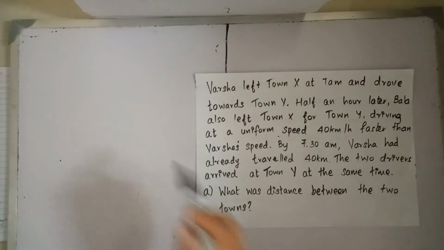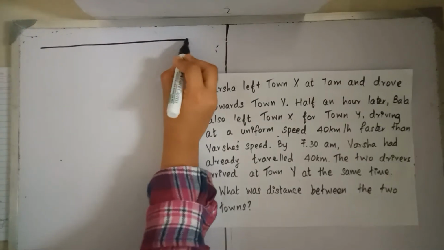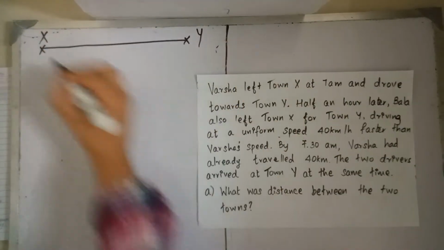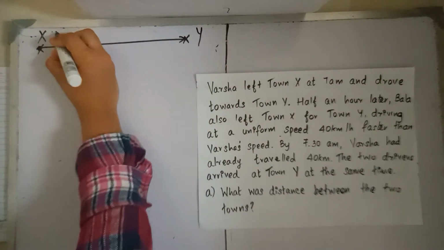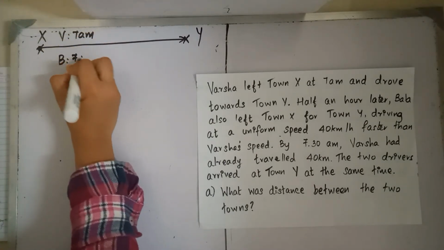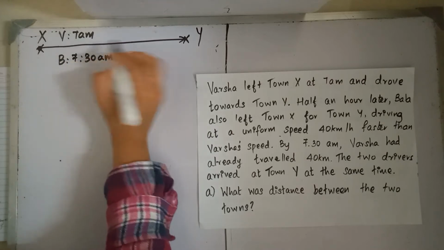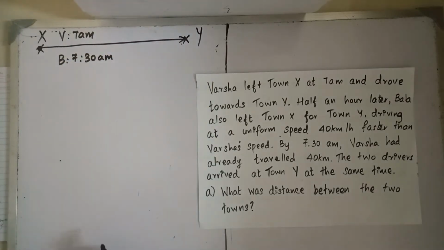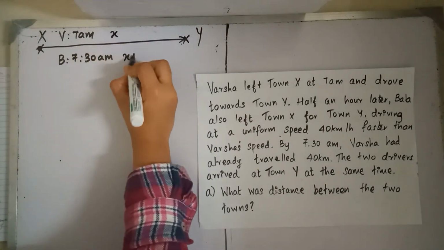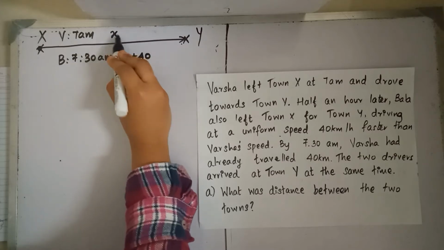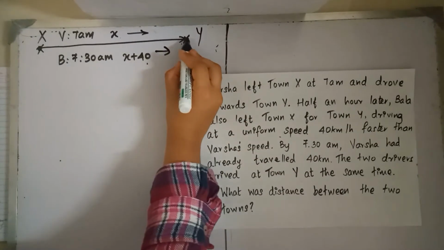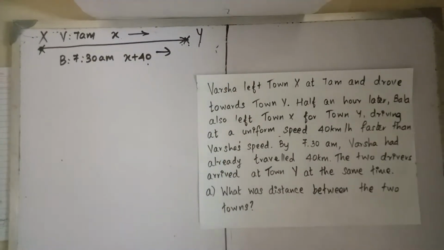Okay, so looking at the problem, we can just draw a diagrammatic representation. This is town X and this is town Y. Now Varsha starts at 7 am and Bala starts at 7:30. We don't know how long they take to reach this point, and we also don't know their speed, but the problem states that Bala's speed is 40 kilometers greater than Varsha's speed, and they both reach spot Y at the same time.